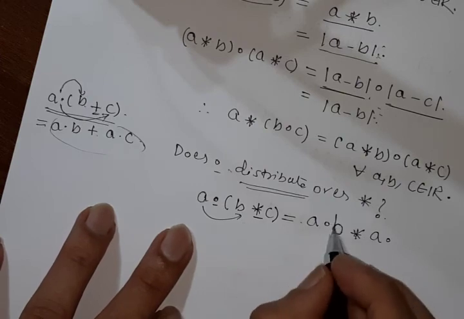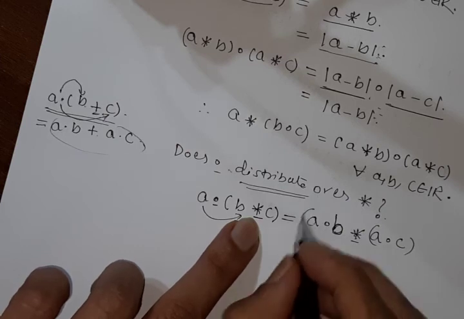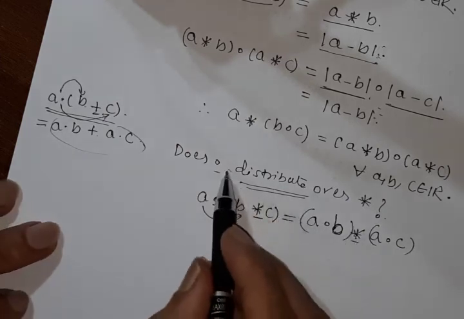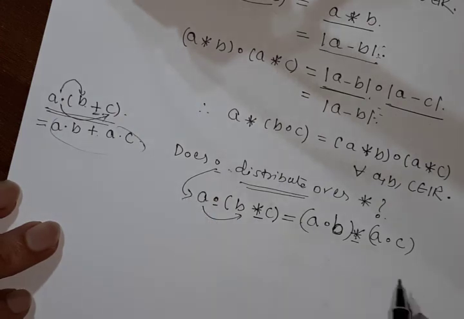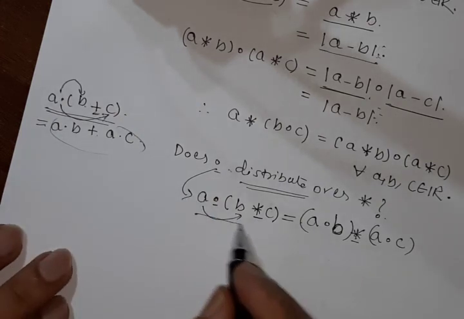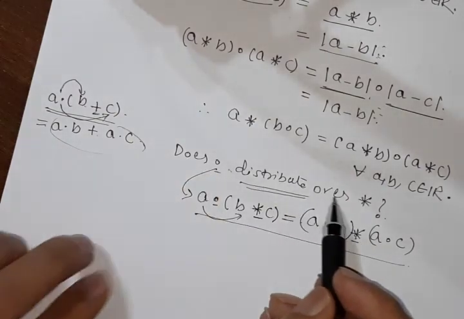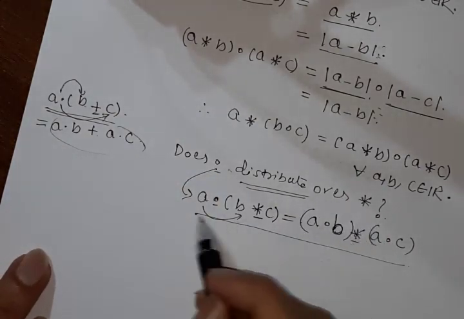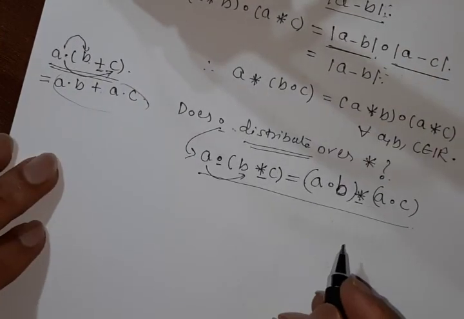A O (B star C), this will be nothing but O distributes over star. So we have to check whether this is satisfied. Does O distribute over star? So this won't be satisfied. Let us see why.